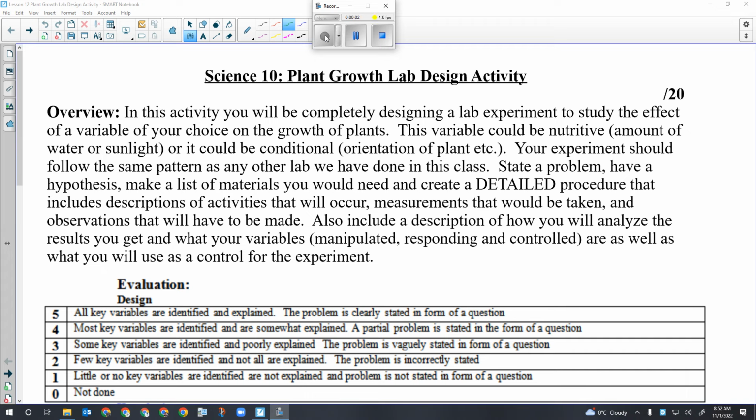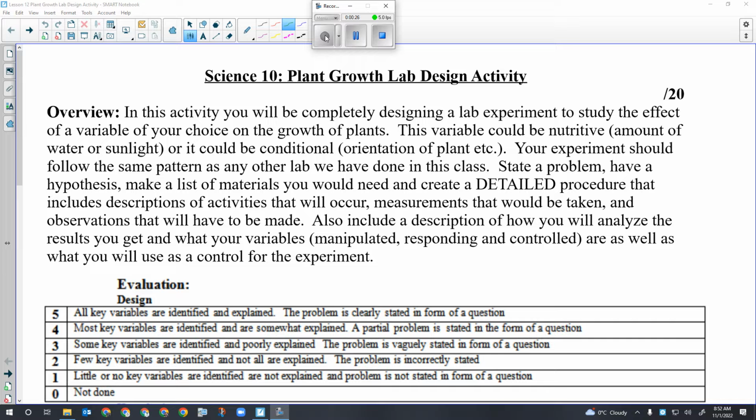Okay, so the purpose of today's activity is to do two things. Review the scientific method. That is, you come up with the variables, the problem, the hypothesis, the materials, and the procedure for a lab that you would run in your imagination. Because we're not actually going to run it.